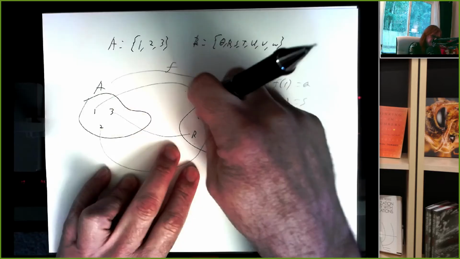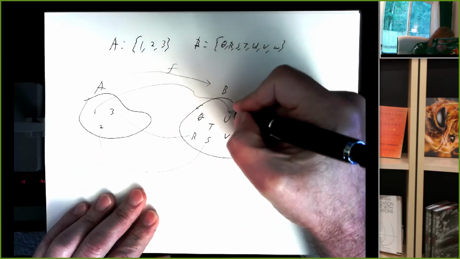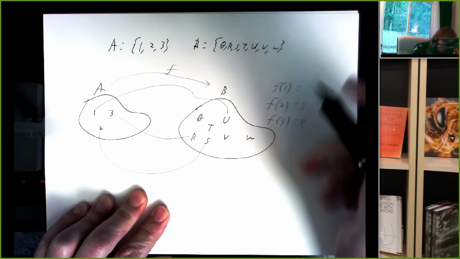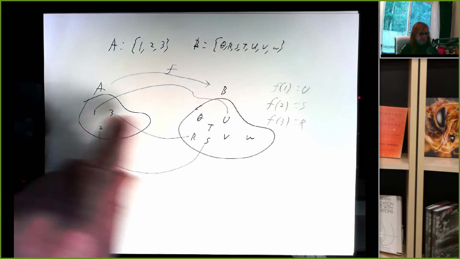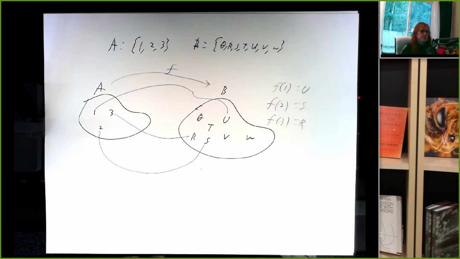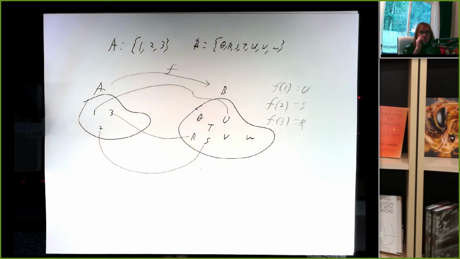So here's a totally different function. This function takes 1 and maps it to U, it takes 2 and maps it to S, it takes 3 and maps it to R. So any kind of association between the elements of A and the elements of B, that's a function.